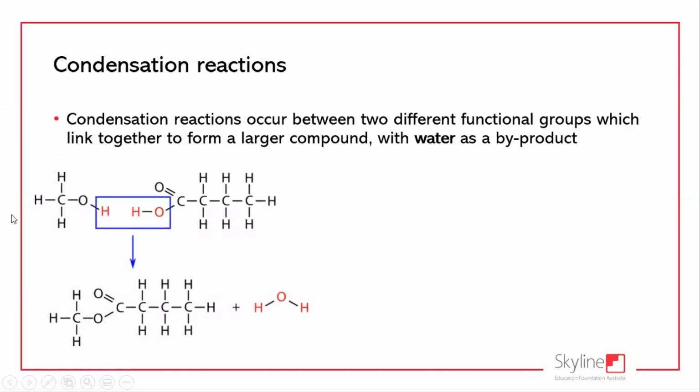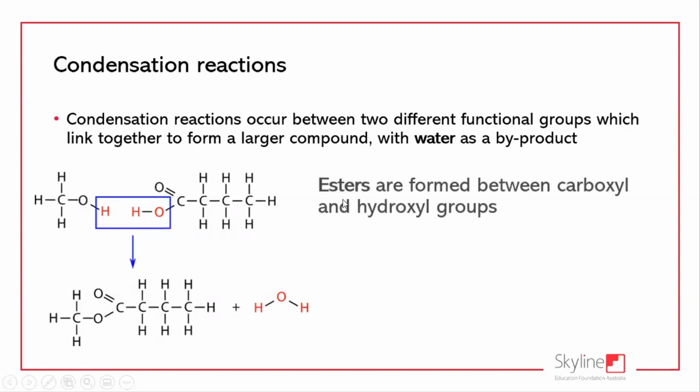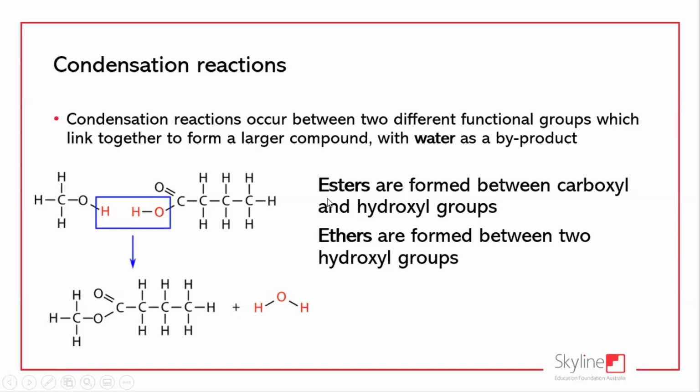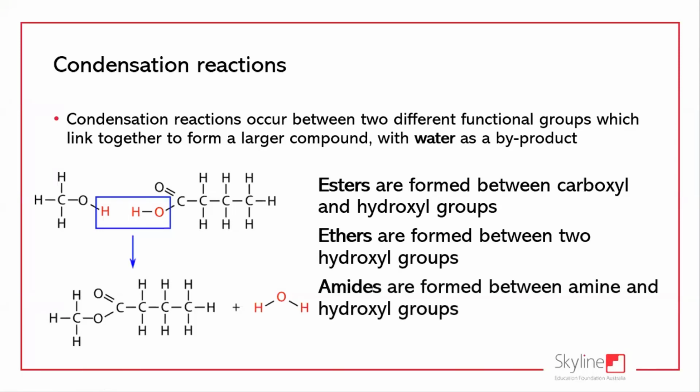Here we have an alcohol and a carboxylic acid to create an ester. The H of the hydroxyl of one of the molecules and the OH of the carboxyl of the other break off, that joins the 2 molecules together, and that becomes water plus an ester. Esters are formed between carboxyl and hydroxyl groups. Ethers, which are like esters except you don't have that double bond O, are formed between two hydroxyl groups. So there's just an O joining different carbon molecules. And amides are formed between amine and carboxyl groups. So they'll take the hydrogen of the amine group and add it onto the OH, which separates to become water.